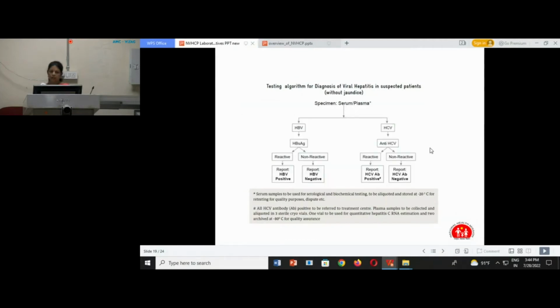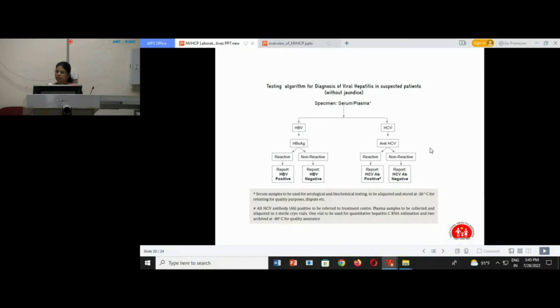This is another algorithm for those who are not having jaundice symptoms or signs. The specimen, serum or plasma, is collected and tested for hepatitis B and hepatitis C only. For hepatitis B, if HBsAg is detected, it is reactive and the report is given as hepatitis B positive. If non-reactive, the report is given as hepatitis B negative.